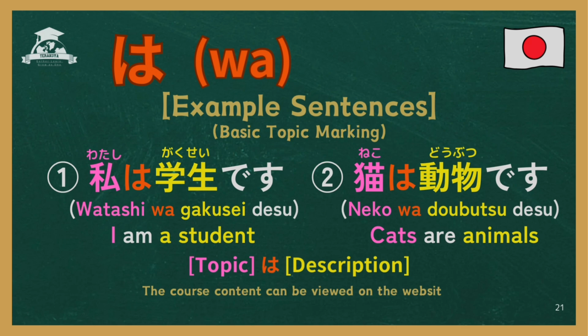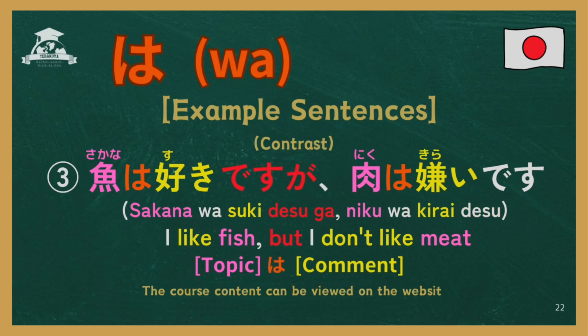魚は好きですが、肉は嫌いです。It means I like fish, but I don't like meat. 魚 is fish. 好き is like. が is but. 肉 is meat. 嫌い is don't like.